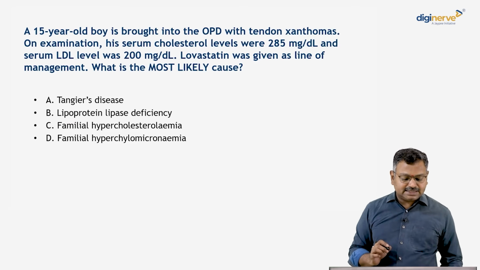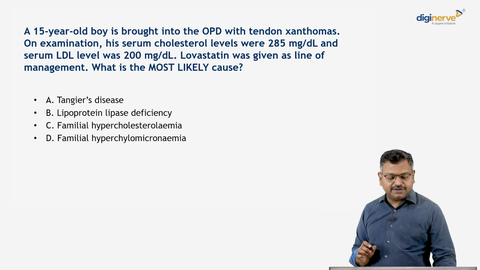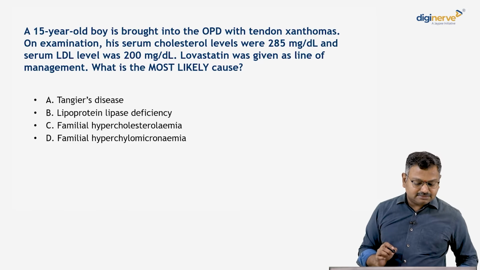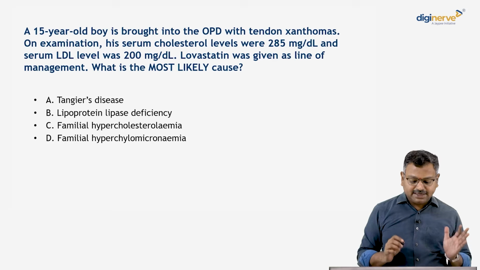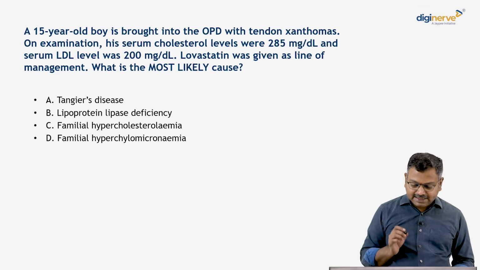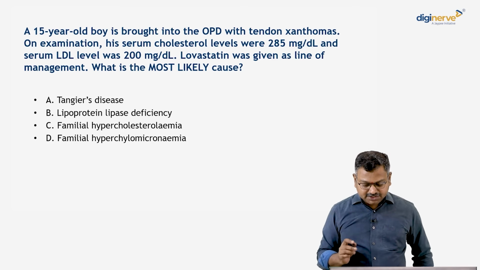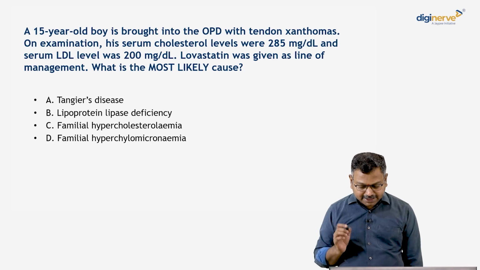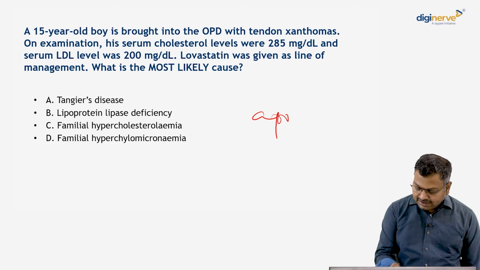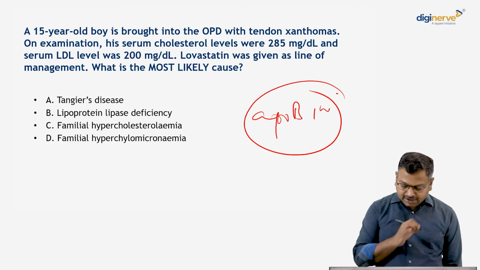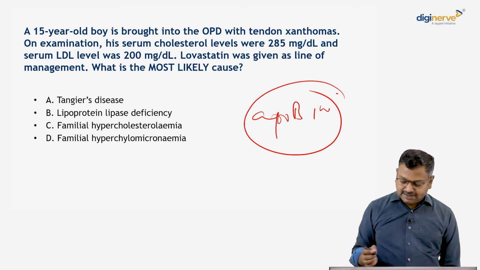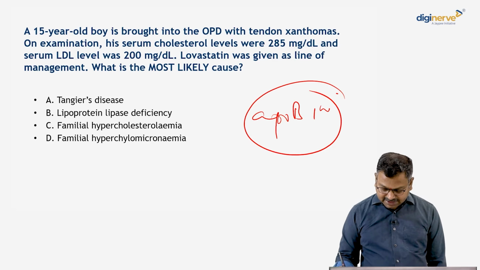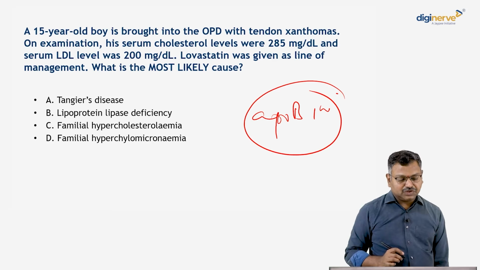A 15-year-old comes with tendon xanthomas. You find his serum cholesterol is 285 and LDL is 200. Lovastatin was given as the first line. So what is your diagnosis? This is primarily, with LDL elevated and tendon xanthomas, familial hypercholesterolemia. Very young patients come with this, and primarily it is because of the defect in the ApoB100 binding, especially the LDL receptors. You could get similar findings in hypothyroidism also, sometimes in nephrotic syndrome and obstructive jaundice also.